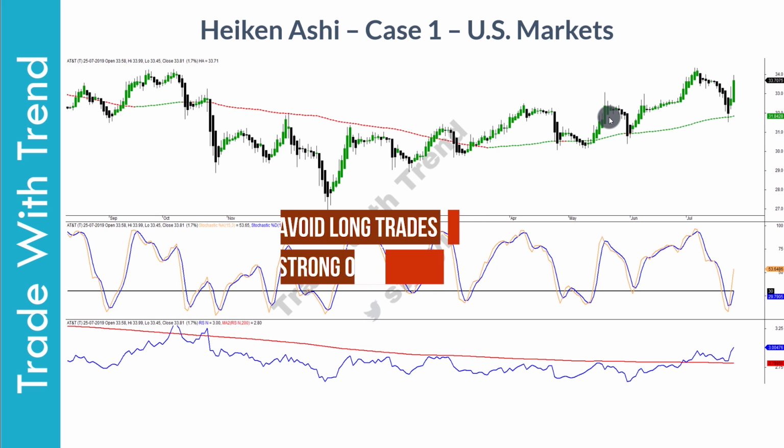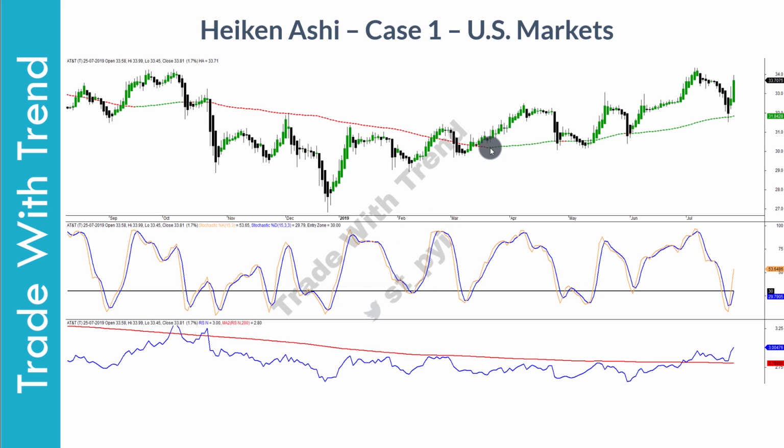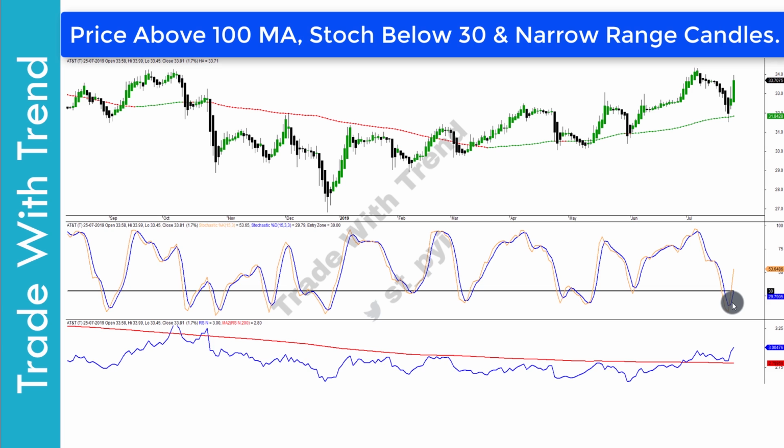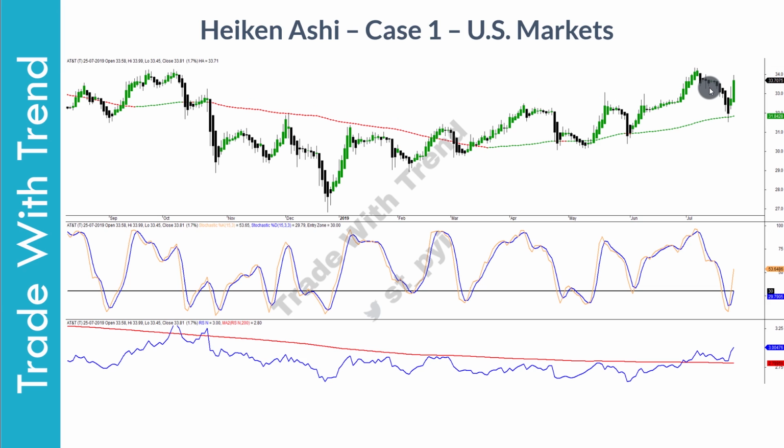For a long entry in the stock, make sure price is above the 100-day average or is in a structure of higher high and higher low. Along with this, the stochastic indicator needs to be below the 30 region on the back of narrow range candles. Momentum on the downside has to be lower as this would be a clear sign of low supply in the market. Do keep this important point in mind.